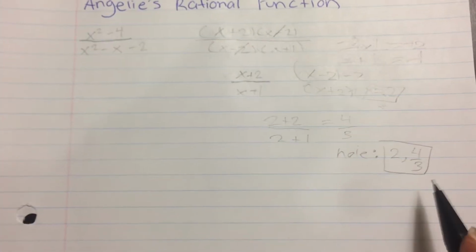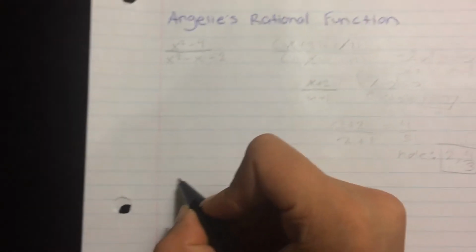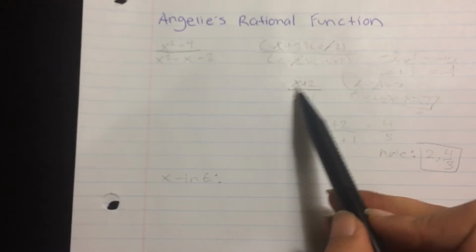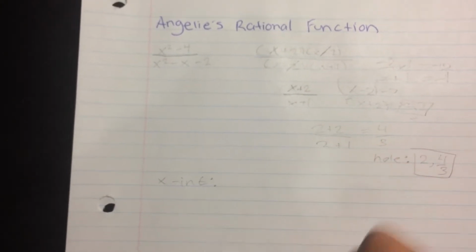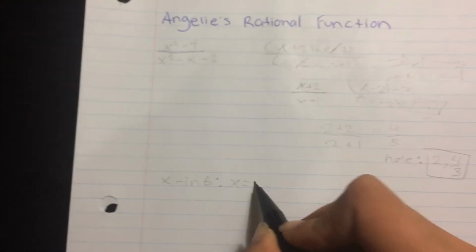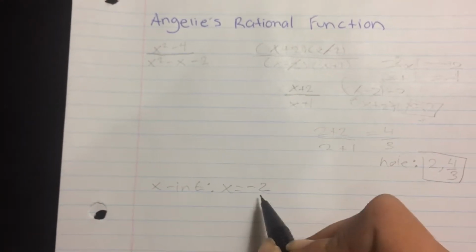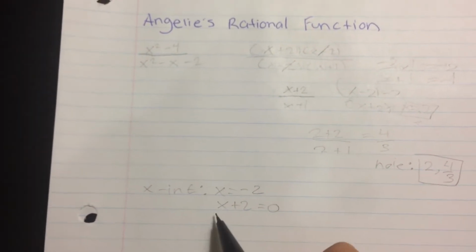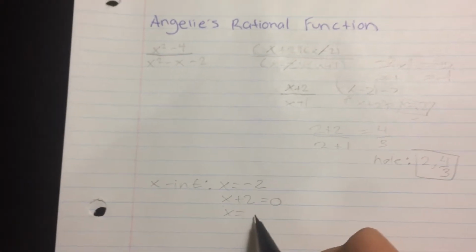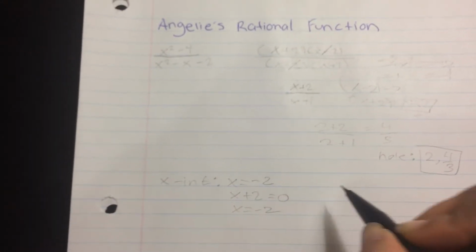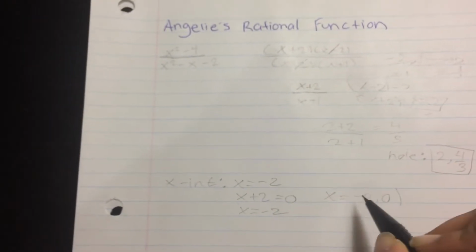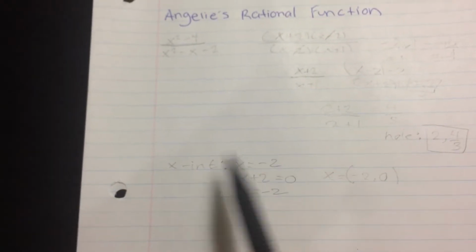So after we find the hole, I'm going to find the x-intercept. To find my x-intercept, I'm just going to use my numerator, which is x plus 2, and you do your mental switch, which will give me negative 2. And you can confirm this by setting it to 0, so we can do x plus 2 equals 0, and just isolate the x, which will also give us the same answer, which is negative 2. So now, x equals negative 2, 0. Now we have our x-intercept.